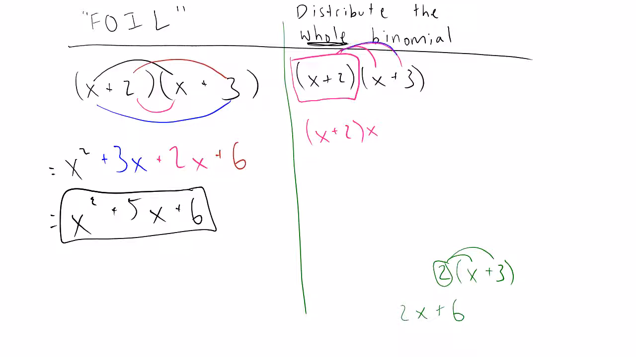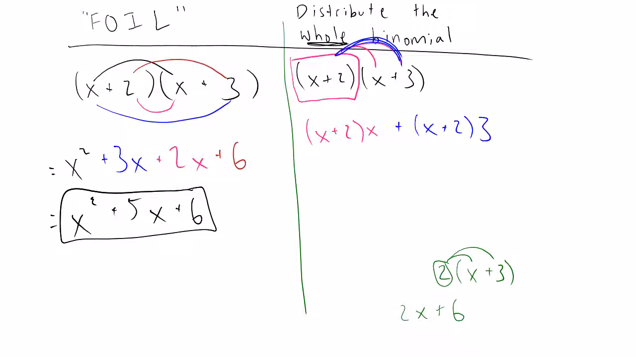And maybe I'll do this in blue. Then we're going to give an x plus 2 to the 3. So it's the same idea. We just shared all of those x plus 2 terms to each of the x and the 3. Okay, now what?